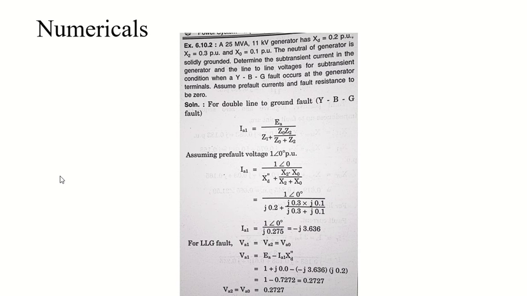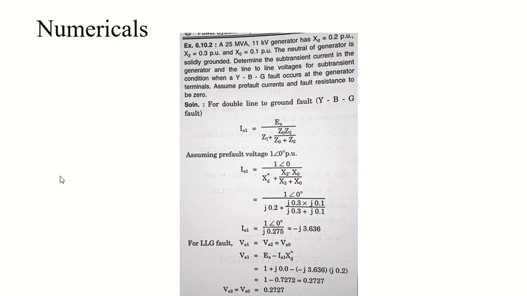Now you have assumed the pre-fault voltage 1 angle 0, so instead of EA you will write 1 angle 0, and you know the value of subtransient reactance, not transient, so it is 0.2. 0.2 j to be precise, because we are taking reactances only.